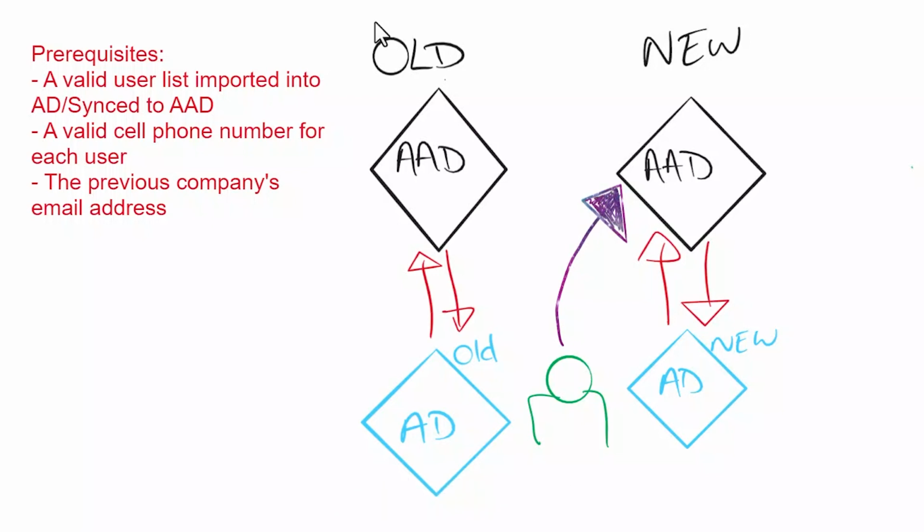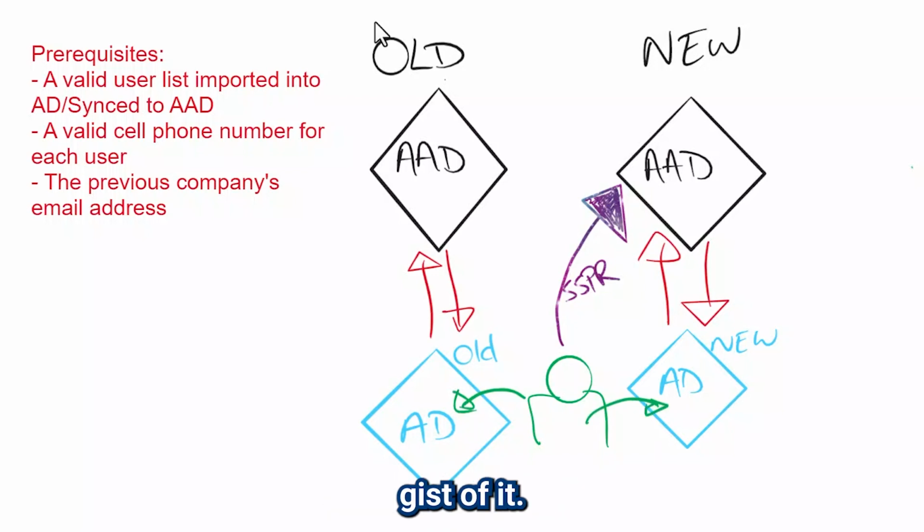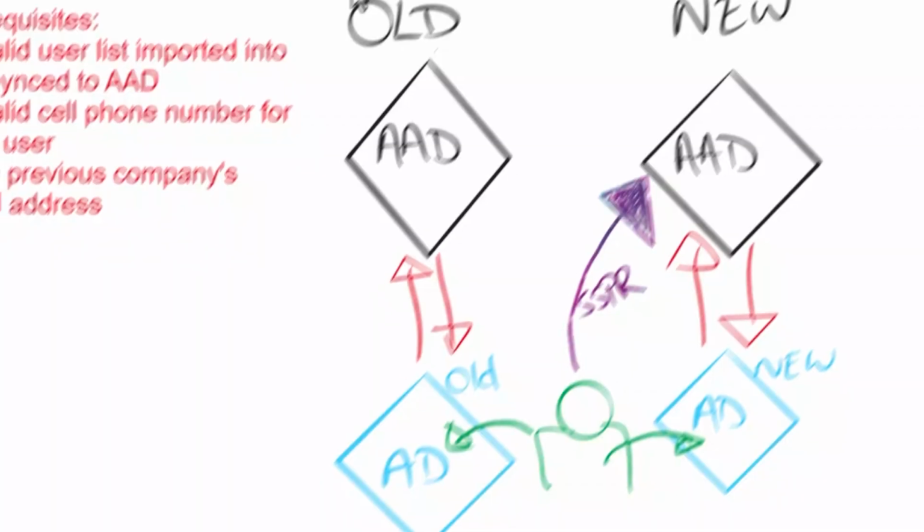Using this method, we have only a few dependencies on the required data and only require access to the old email address for a short period of time. We can then have the user walk through updating their security information during their orientation process on their first day. So that's the basic gist of it. Let's go ahead and switch over to what the programming code looks like.